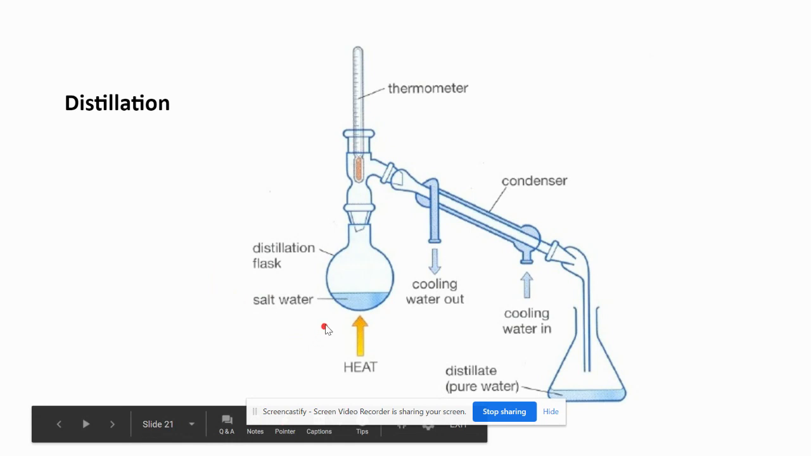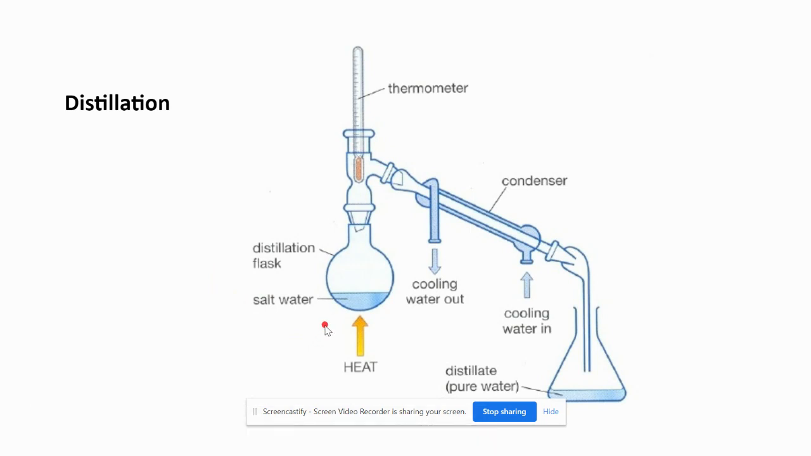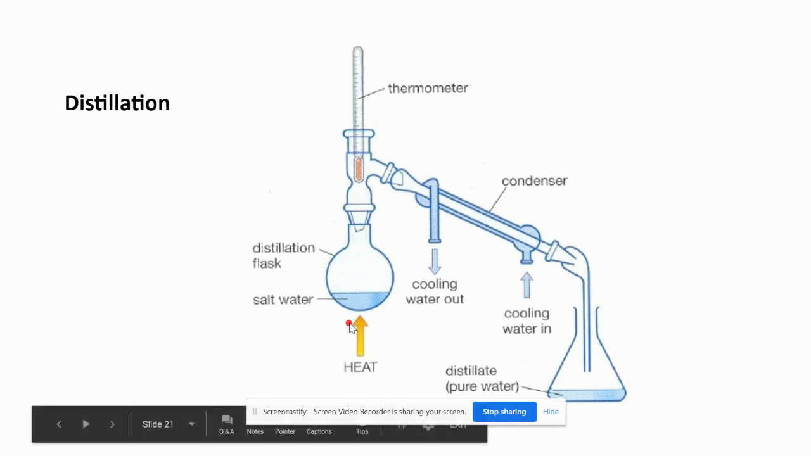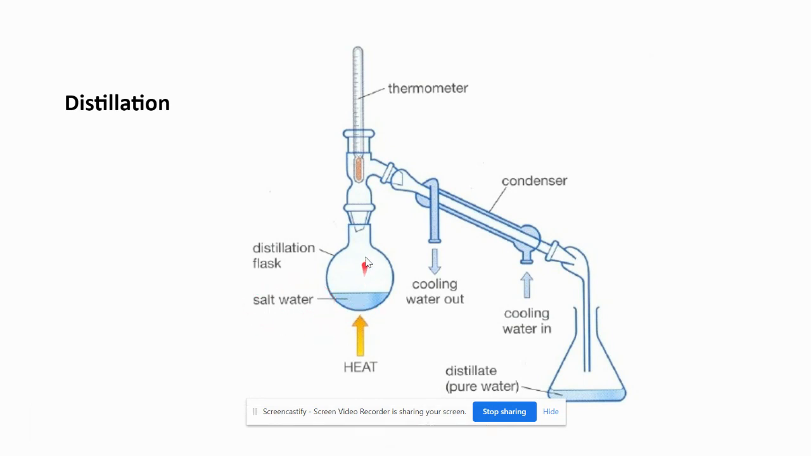This is a little bit more sophisticated way of separating salt from water in salt water. So if you have salt water here, you heat it up. Of course, water has a lower boiling point than salt. It will evaporate and become steam, and then the gaseous water will go up to here and hit the bulb of the thermometer. So you can read the boiling point of water, which is going to be 100 degrees Celsius.